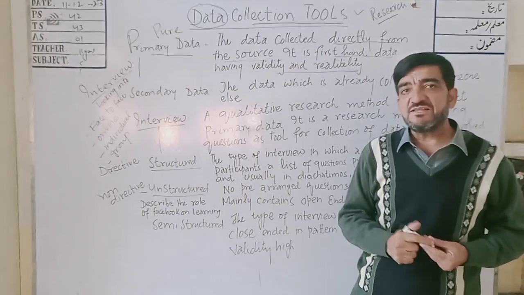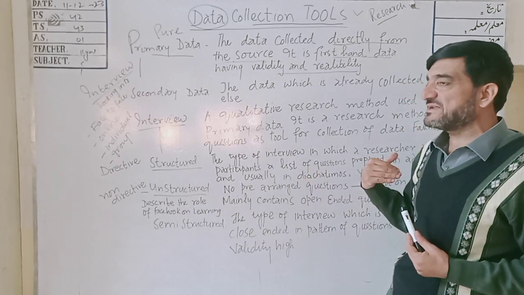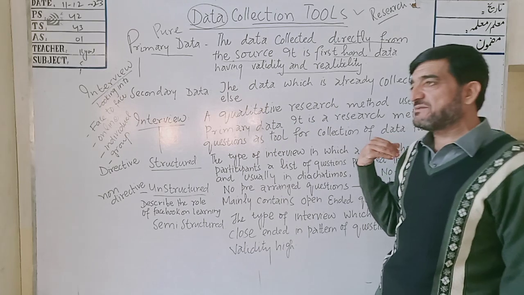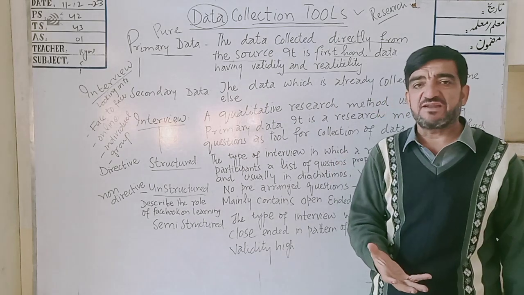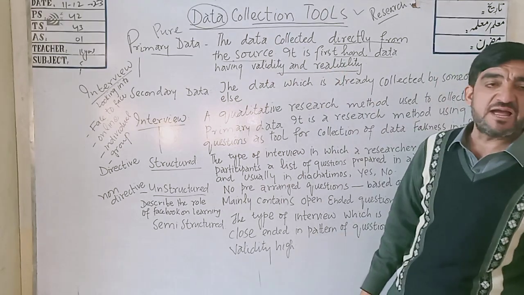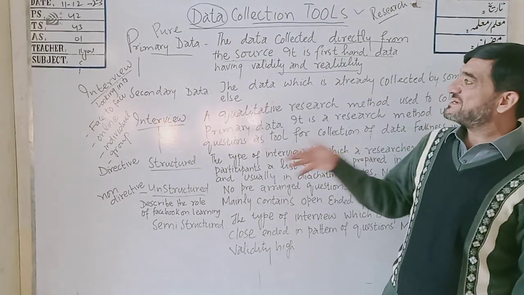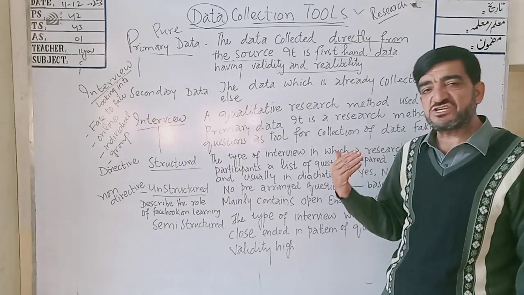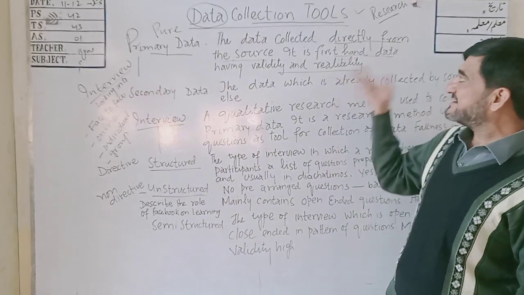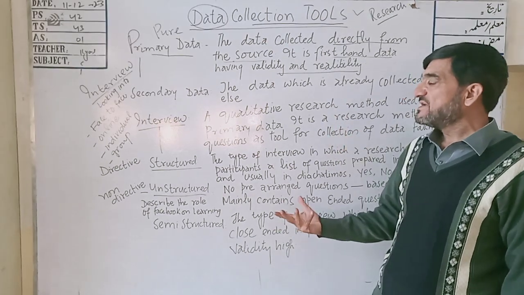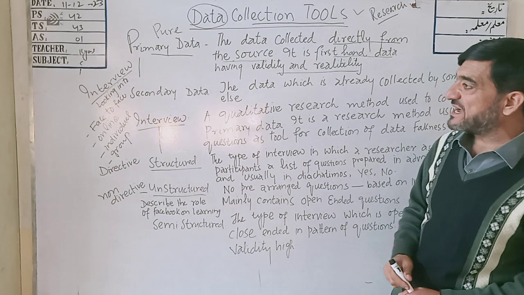It is called primary data because it is the most authentic data. It is collected by the researcher directly from the respondents, and it has high validity and reliability, because validity and reliability are the two basic tools used for the verification of data. So the data is collected by the researcher himself by visiting the participants. That is called primary data.